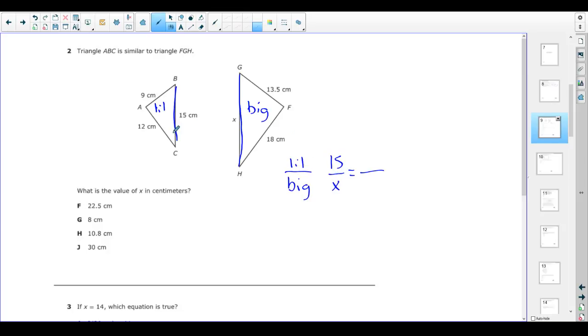And then we just pick some other pair of corresponding sides. We have 9 and 13.5, or 12 and 18. I like 12 and 18 better because there's no decimals. 12 is on the little, 18 is on the big. And we could even simplify this, but let's not. Keep it just the numbers we have. So we have 18 times 15.